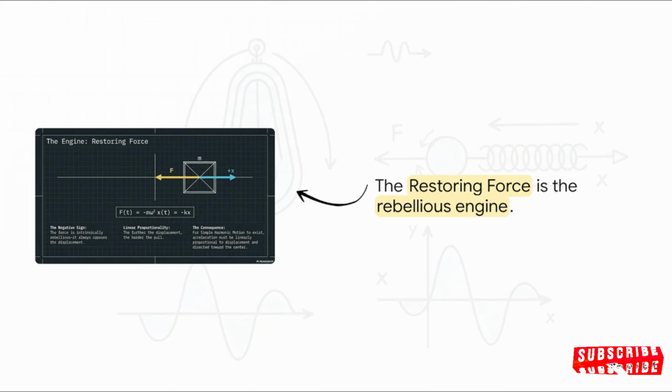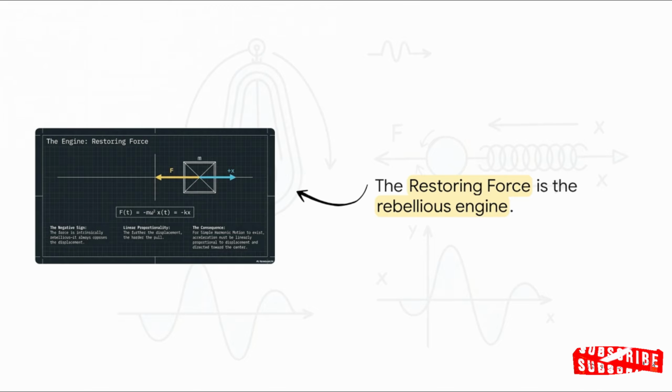We're shifting focus from how it moves to why it moves. The engine of this entire system is Hooke's law, the restoring force F equals negative kx. Let's really focus on that negative sign for a second. It's not just some mathematical quirk, it is literally the entire reason oscillation exists in the first place. I describe this force as being intrinsically rebellious.